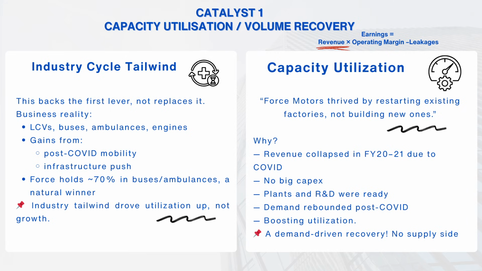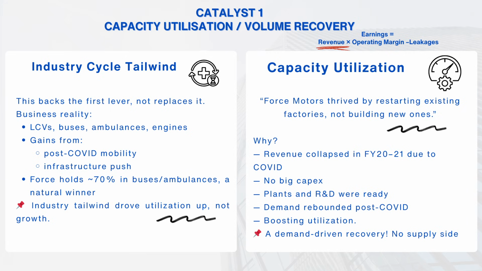During fiscal 2021, revenue collapsed, as we just said, right? But the company did not shut plants or cut any long-term capabilities. So your factories, tooling, and research and development machinery were already in place. There was no major capex during the downturn, right? They were waiting for the demand to come, and they weren't sure if the demand would be back or not. But post COVID, when demand came back, Force Motors scaled up by restarting existing capacity, not by adding new supply. And that is very important.